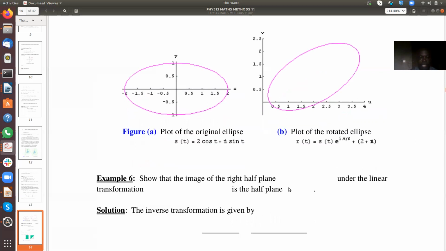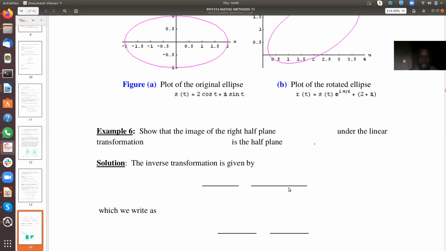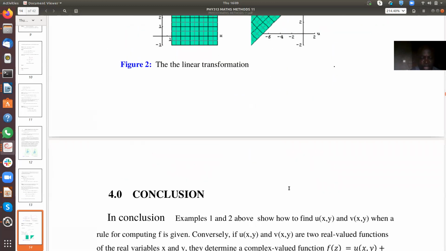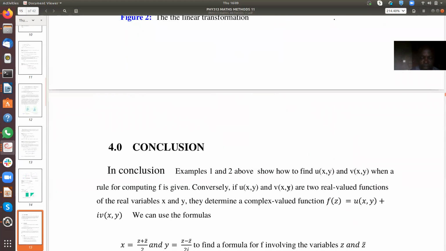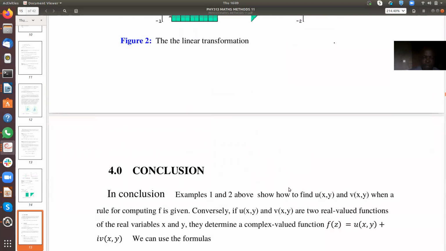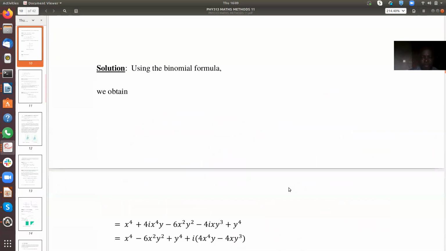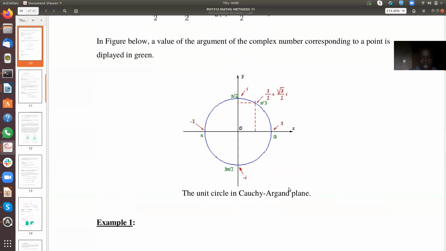Another example is example 6, which shows the image of the right. This is not so clear, but we can look at it from another perspective. There is one example here which I would like us to look at together and try to figure out and understand one or two things there.